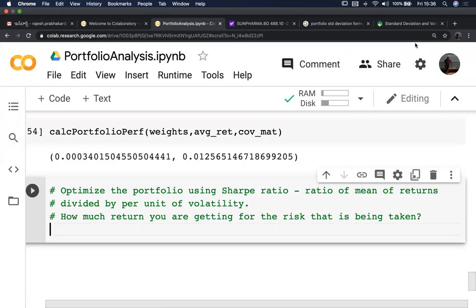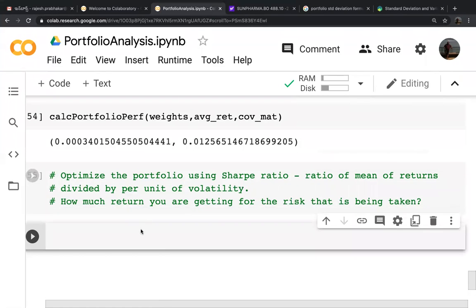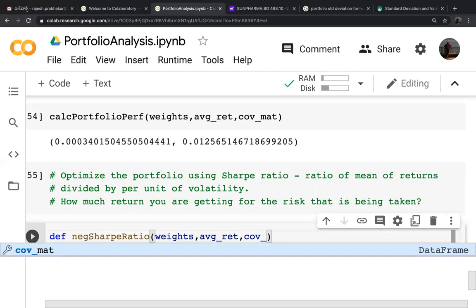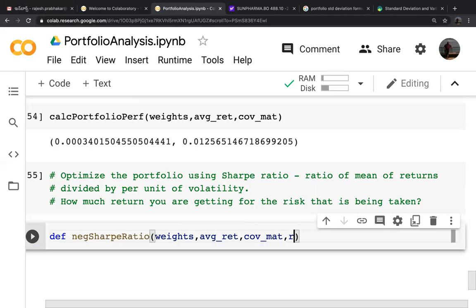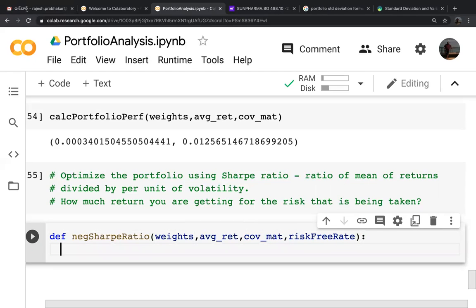Okay, now I am defining the Sharpe ratio. def neg_sharpe_ratio(weight, average_ret, covariance_mat, and now we need to add one more parameter called risk-free rate. So what is the risk-free rate? Risk-free rate is your 10-year Government of India bond. What is the risk-free rate of return on that? We will call it risk-free rate.